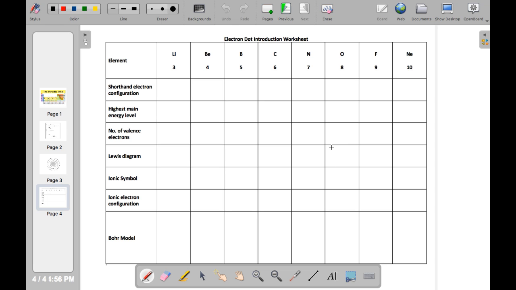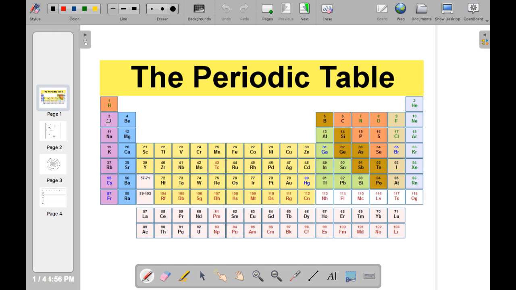Next lesson we'll actually get into building electron dot structures. But this lesson is kind of review. So what do we have here? We have elements 3 through 10. These are in the second period of the periodic table. Now if I look at these, we need to keep in mind that these do not have any d orbitals yet. So that makes things a little bit easier.